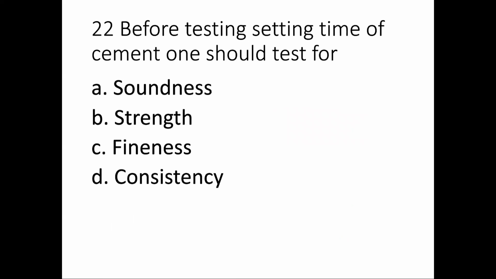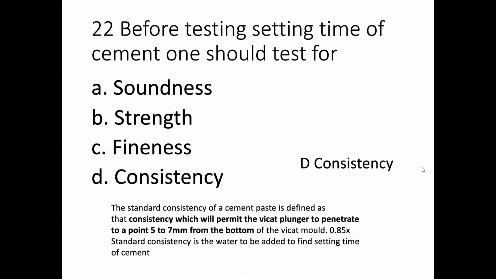Next question. Before testing setting time of cement, one should test for A soundness, B strength, C fineness, and D consistency. Answer is D, consistency. Standard consistency of cement paste is defined as consistency which will permit Vicat plunger to penetrate to 5 to 7 mm from bottom of the Vicat mould, and 0.85 times standard consistency is the water to be added to find setting time of cement. So one should determine consistency first before finding out setting time of cement.